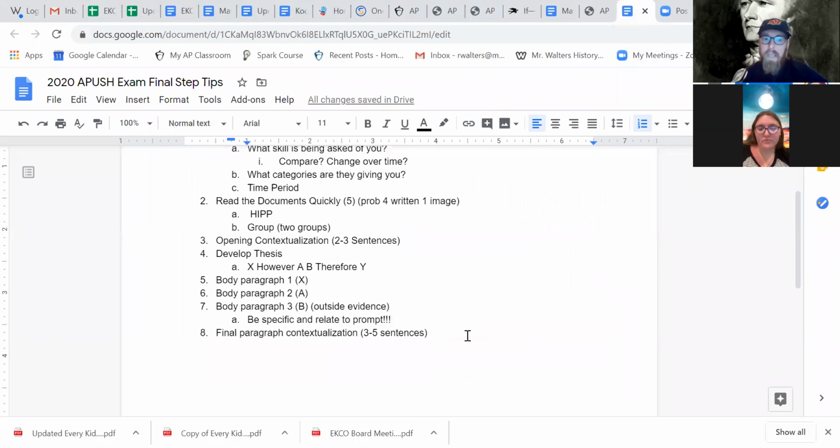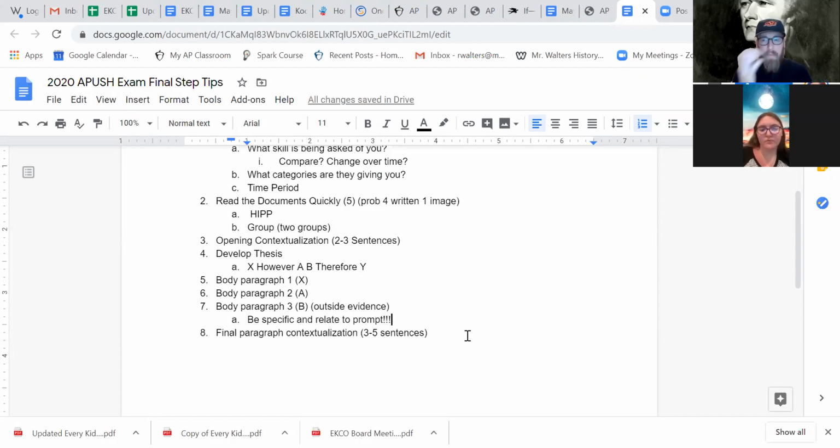Next, we move into body paragraph 1. Okay, so that is X. Then we have body paragraph A, and then body paragraph B. One of the things that we want to make sure that we do is include outside evidence at some point, okay? So we're grouping the evidence.